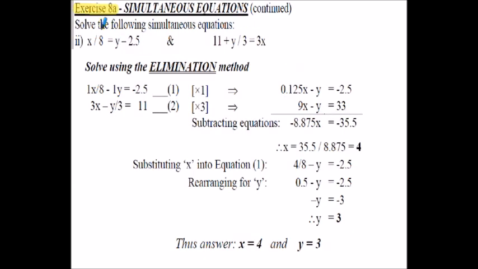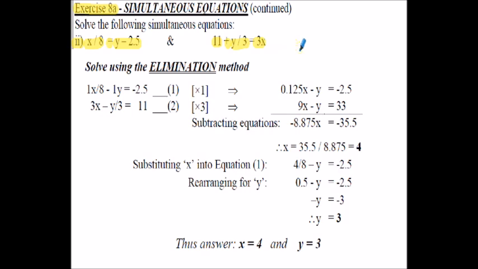Exercise 8a, simultaneous equations. Part 2, going to solve with elimination. We're given two equations. X divided by 8 is equal to y minus 2.5, and also 11 plus y divided by 3 is equal to 3x.